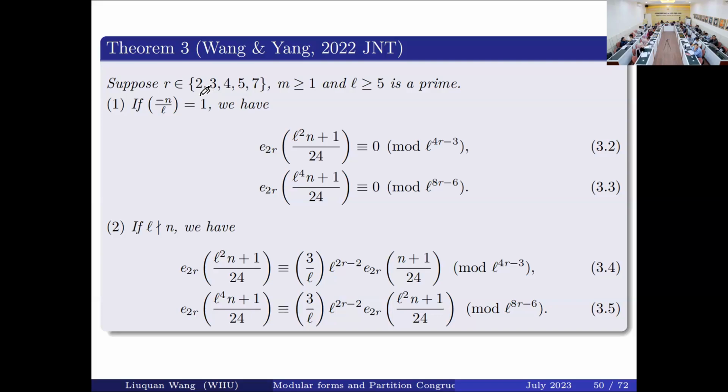For the same set of values of r, and for any m and any prime L, here is the Jacobi symbol. When the Jacobi symbol equals 1, we have these two congruences, and when L does not divide m, we have the following congruence relations.